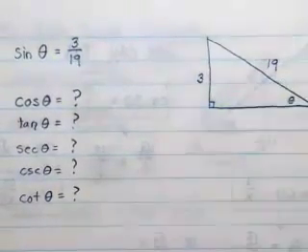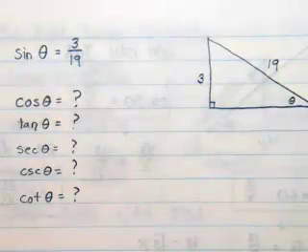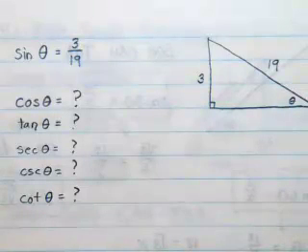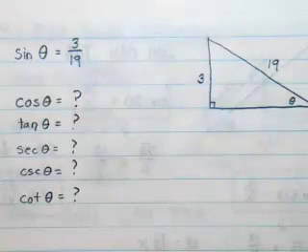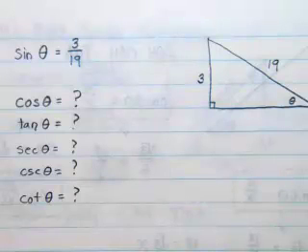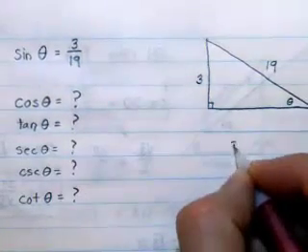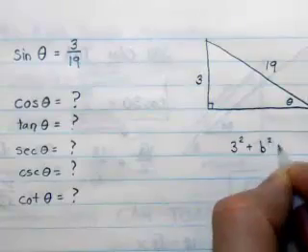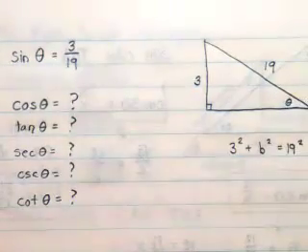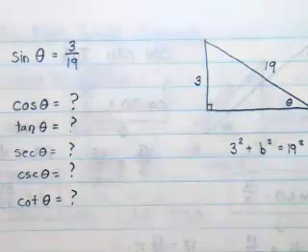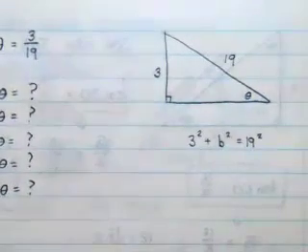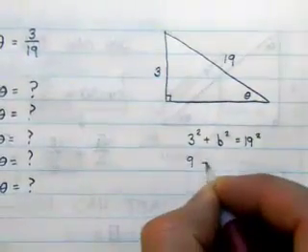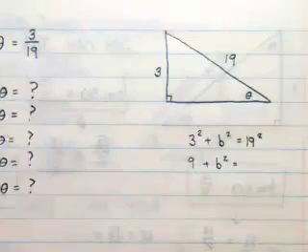The opposite side would be 3. Hypotenuse would have to be the 19 then, right? Opposite over hypotenuse, that's sine. Given two sides of a right triangle, I can always find the third using the Pythagorean theorem, right? Still applies. Now, c is always the hypotenuse. So 3 squared plus b squared equals 19 squared.